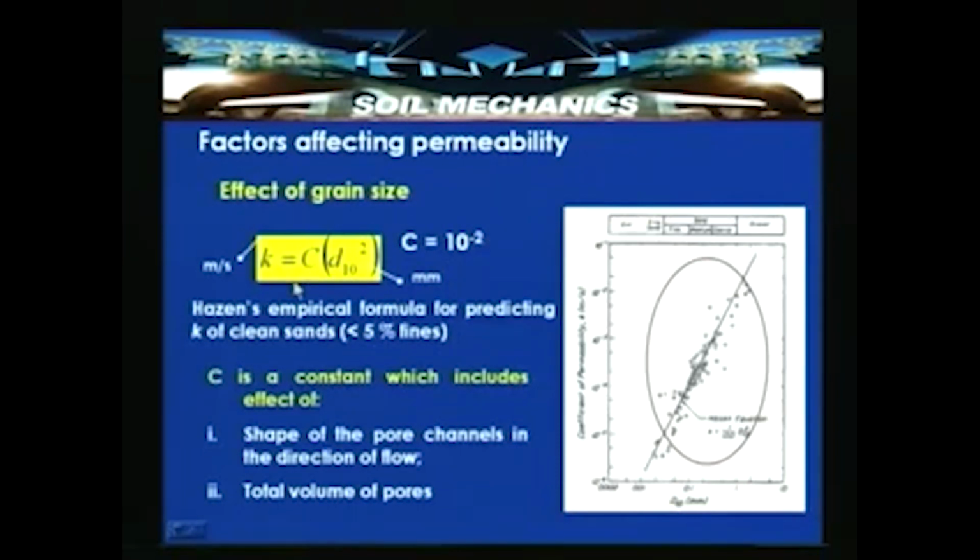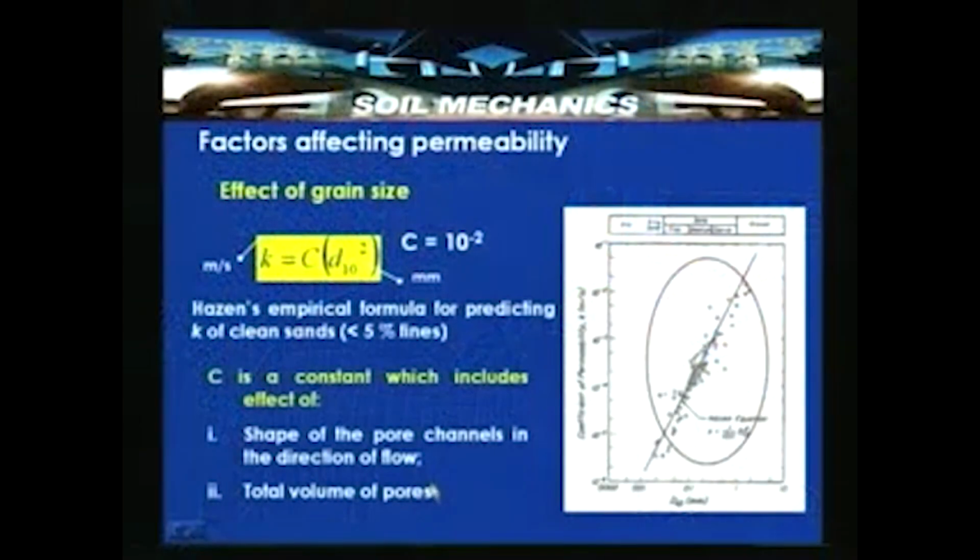This equation indicates that the larger the effective particle size, the larger the coefficient of permeability, and this relation is valid for clean sands or sands with silts less than 5% fines. C is a constant which includes the effect of the shape of the pore channels in the direction of the flow and the total volume of the pores.